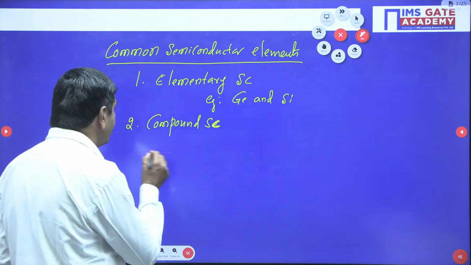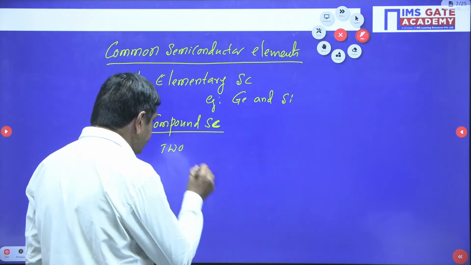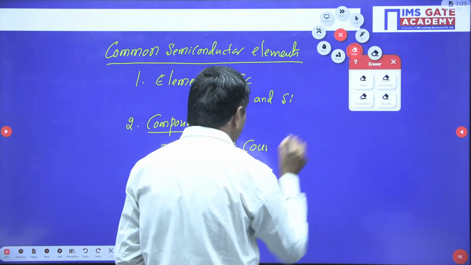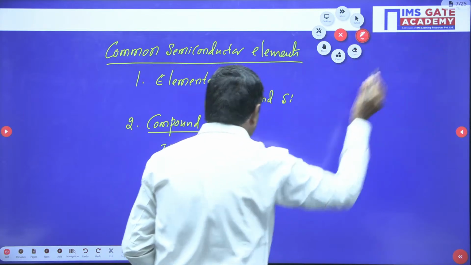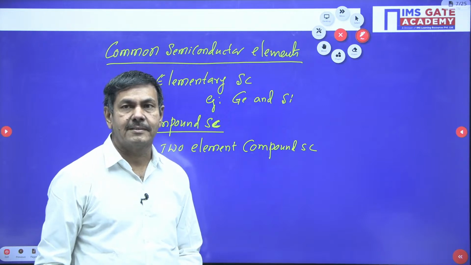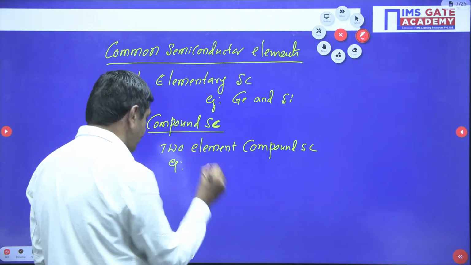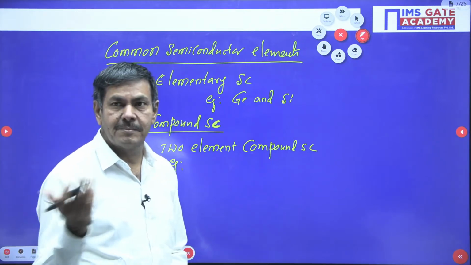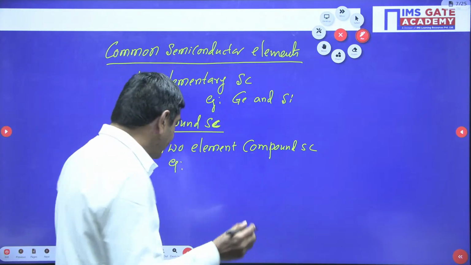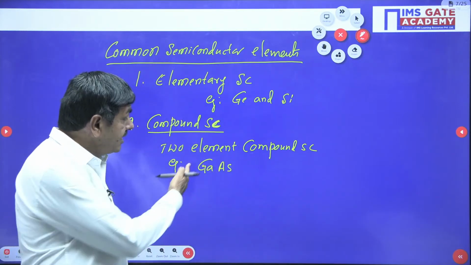The first type is the two element compound semiconductor. This is also called a binary compound semiconductor. The example I can give is gallium arsenide, which we use maximum in optoelectronics. Gallium and arsenide are two different materials. Here the example is gallium arsenide, GaAs. But you know these two are not both fourth group elements.